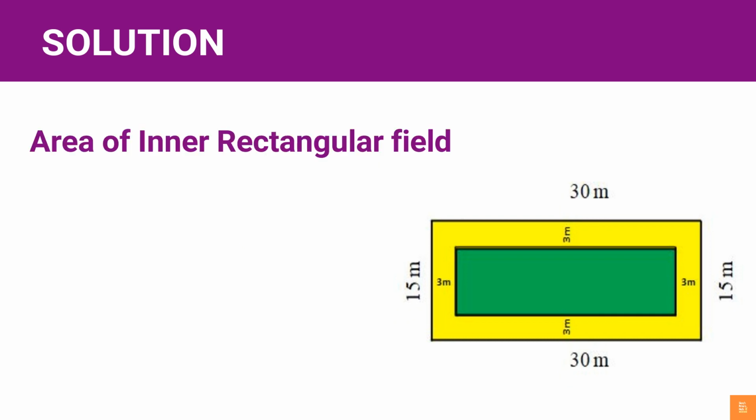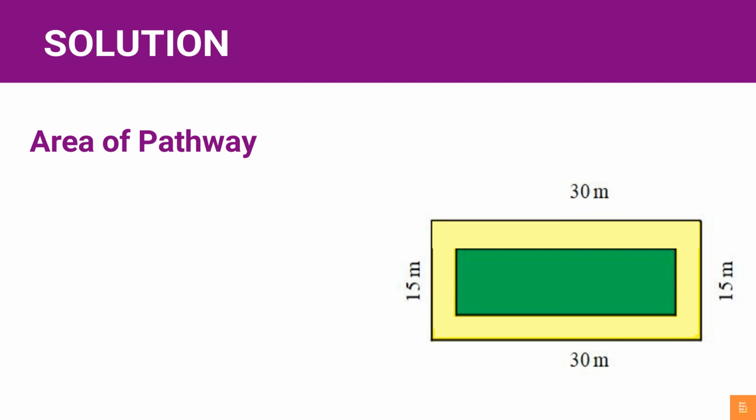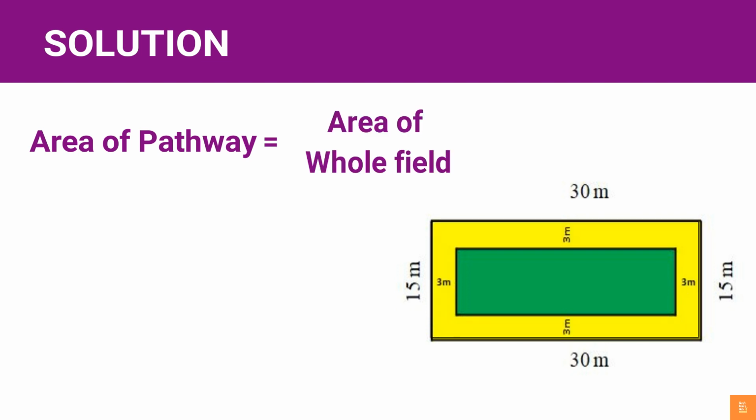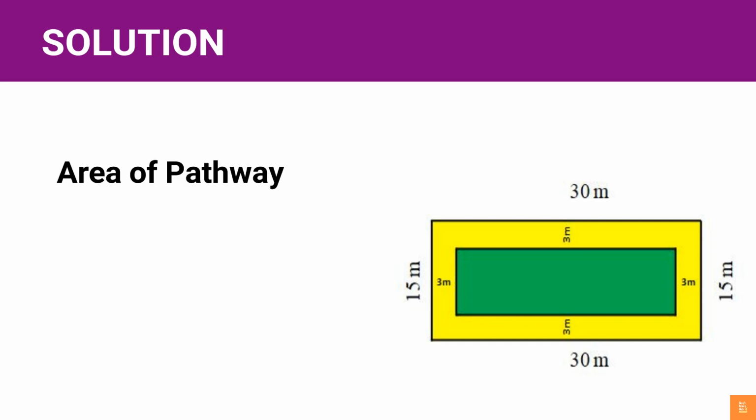Area of the inner rectangular green field equals length into breadth equals 24 into 9, that is equal to 216 square meter. Area of the pathway equals area of whole field minus area of inner green field equals 450 minus 216 equals 234 square meter. Answer: area of the pathway equals 234 square meter.